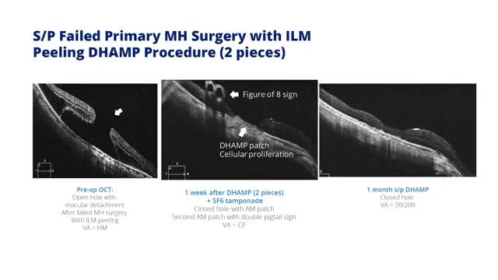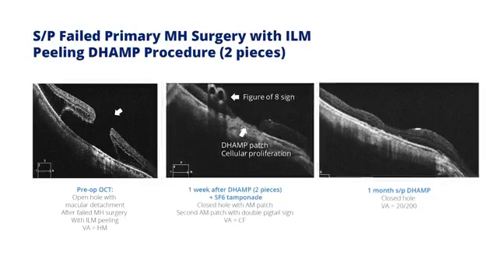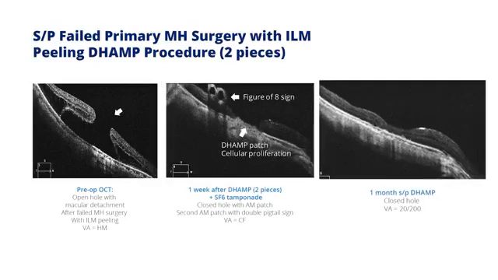In this case, we had placed two amniotic membranes, and one of them was actually a little off-center, and it created this figure of 8 sign. And in the last picture on the right, taken a month later, you can see now very nice closure of this macular hole with recovery of visual acuity to 20/20 and complete resolution of subretinal fluid.